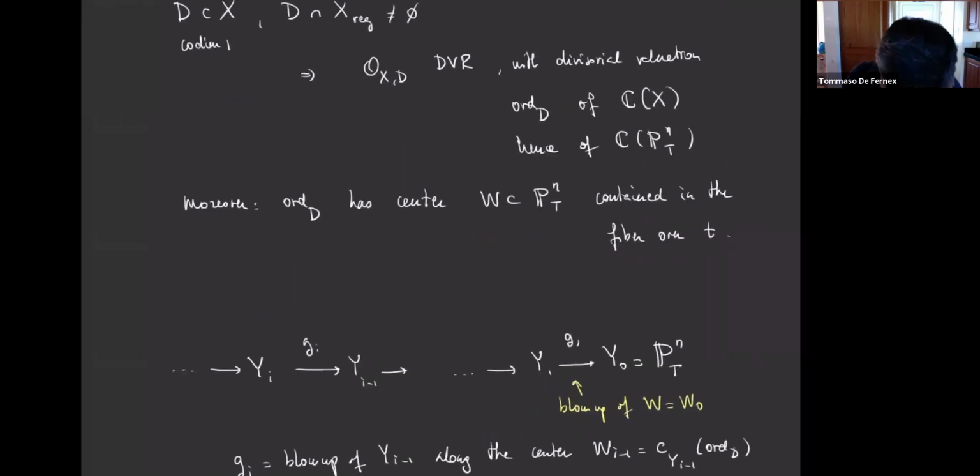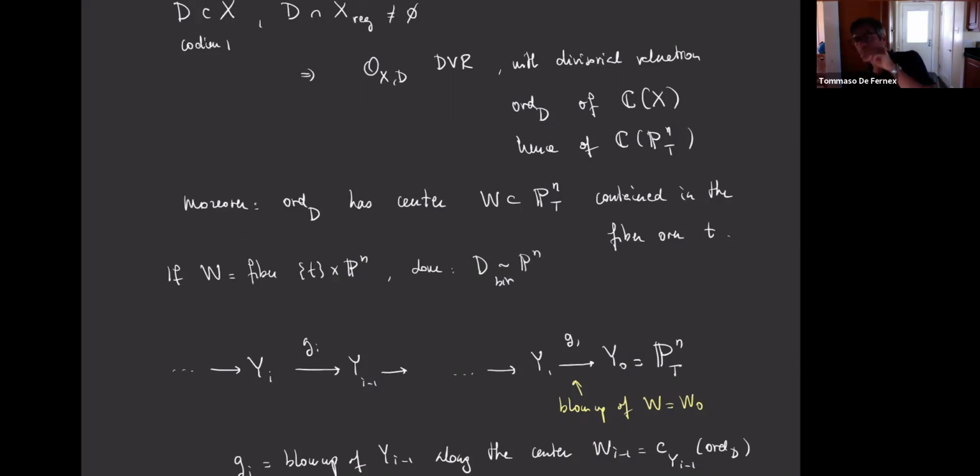So let me erase this part. Let me add a line. So if W is equal to the fiber, which is the fiber, let me write it T equals P1, Pn, then we're done. Because that means that D is actually birational to this fiber. So assume that W is strictly contained inside the fiber. And then I need to do the blowups. Yeah, that's a good point. I forgot that.